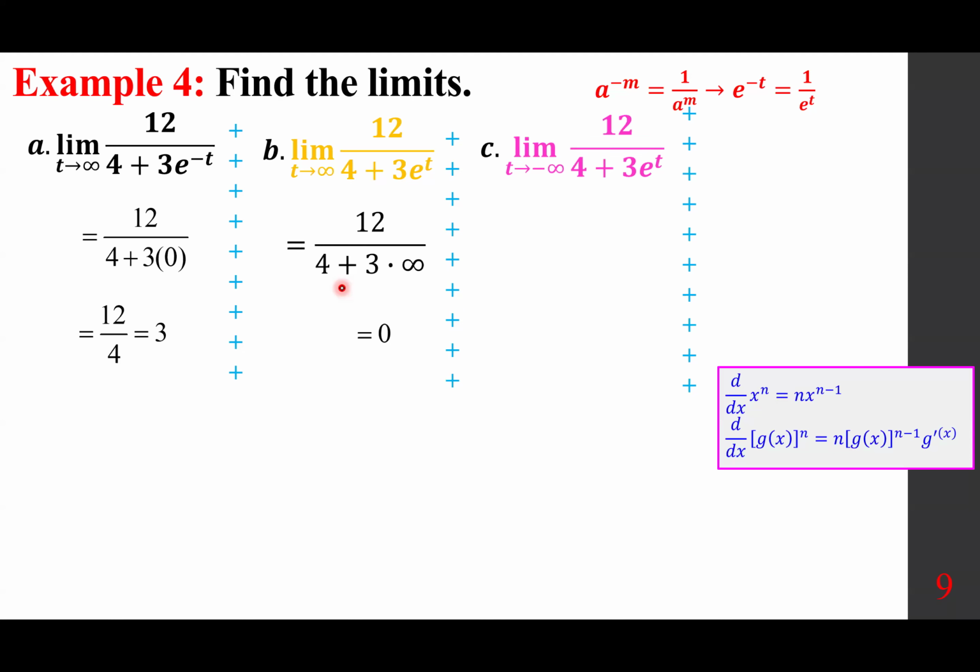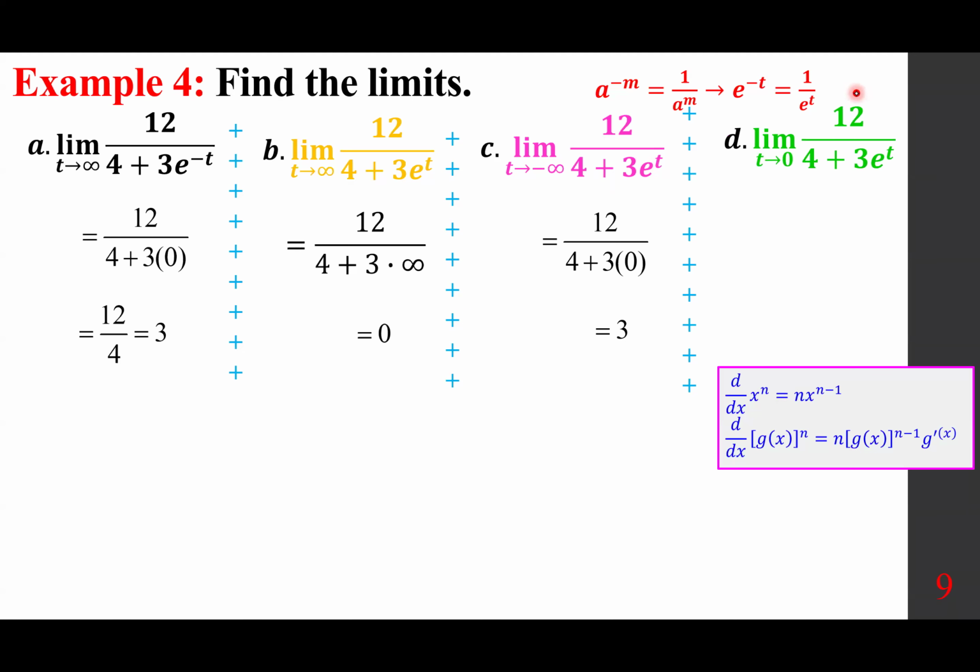What about this case? Plug in. And I hope you see that C becomes identical to A because it's 3e to the power of t, but t is approaching negative infinity. So it works like this. And so you get 3.